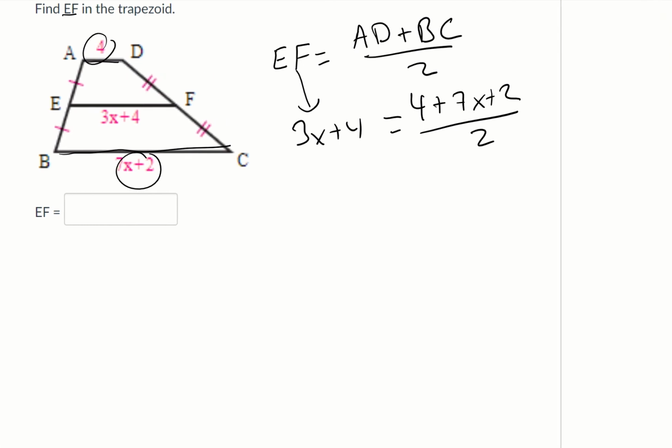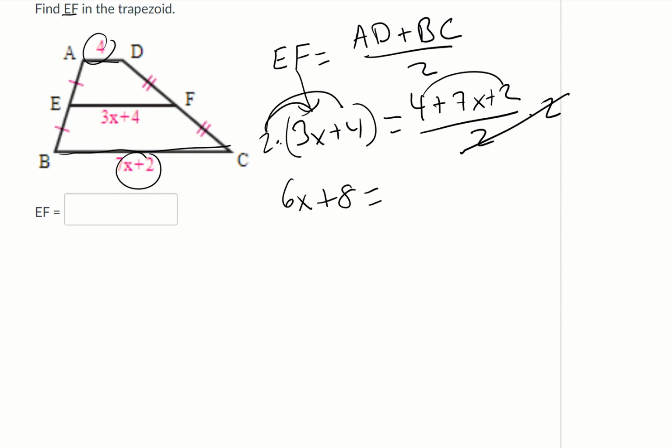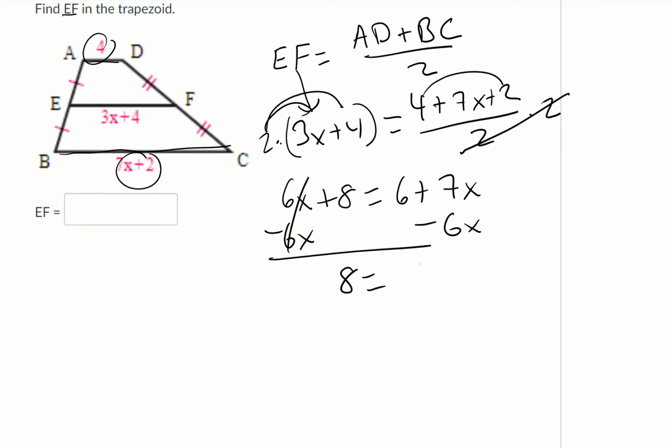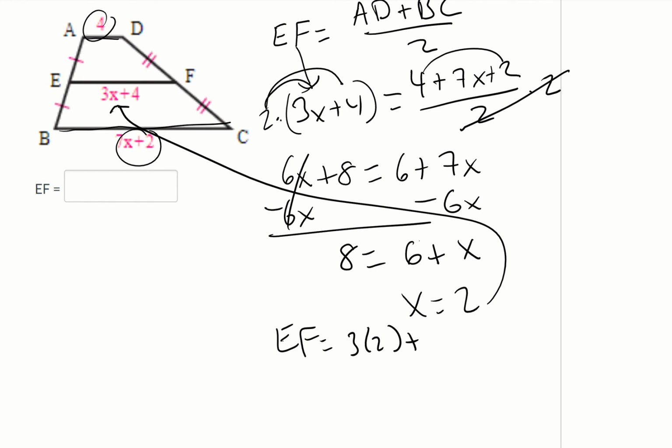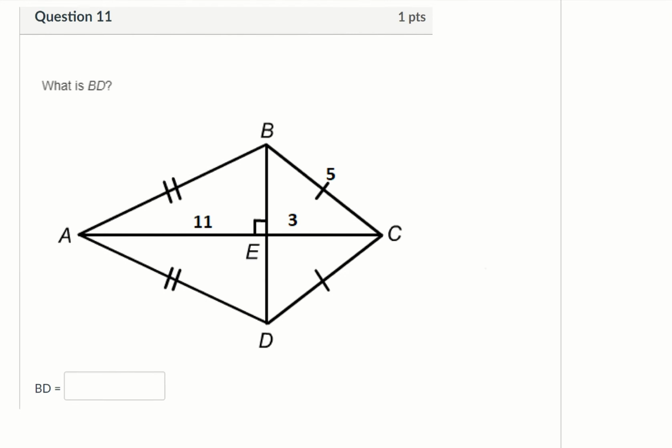Let's make this simpler. We're going to multiply by 2 on both sides, and that will get rid of this. Remember to distribute here. 2 times 3x is 6x, 2 times 4 is 8. We have 4 plus 2 is 6, so this is 6 plus 7x. So we can solve this. I'm going to subtract 6x on both sides, leaving me with 8 equals 6 plus 1x. And so you can clearly see x is 2, since 2 plus 6 is 8. Then we can plug that in to get EF, and so EF is 3 times 2 plus 4, which is 10.